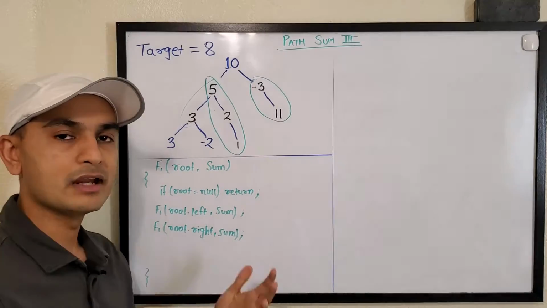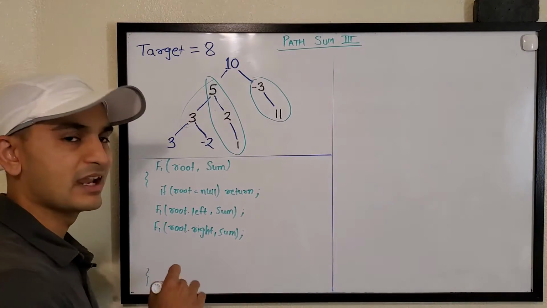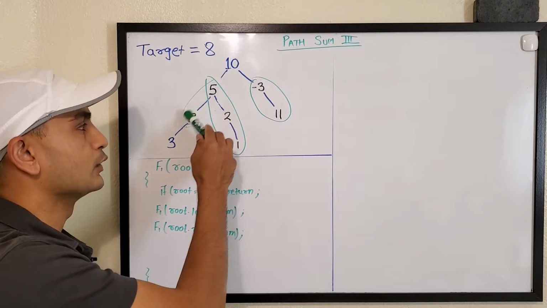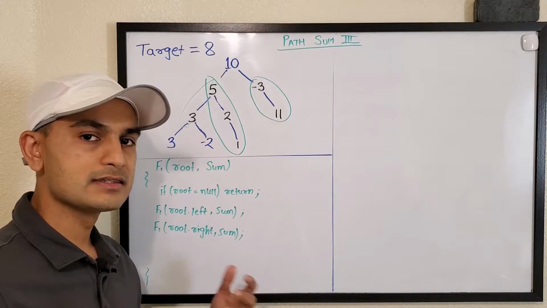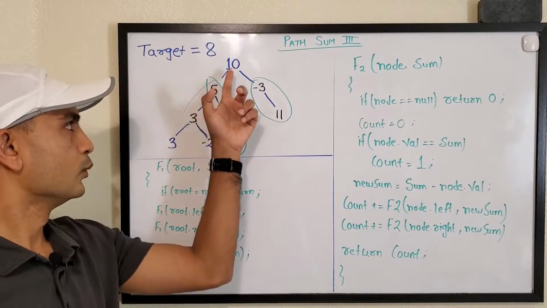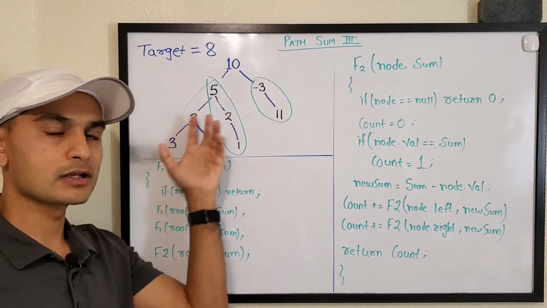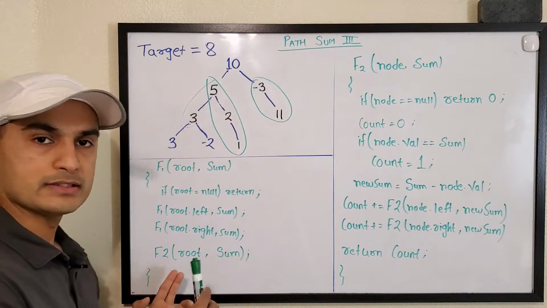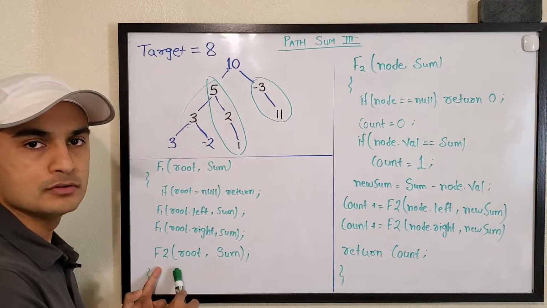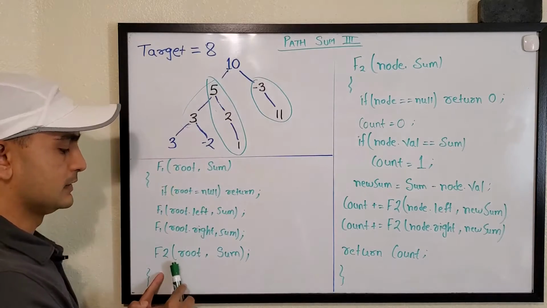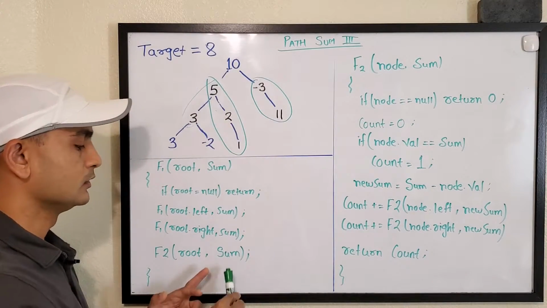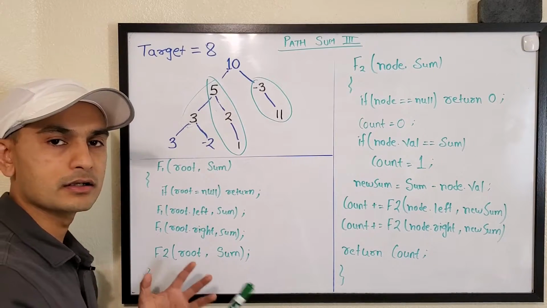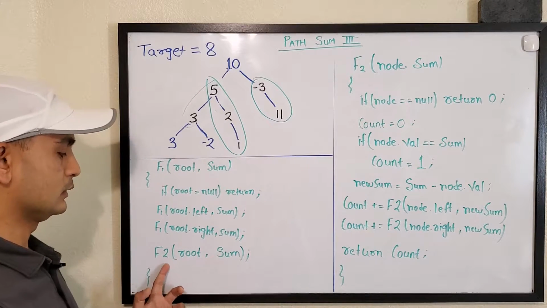So now all we have to do is write function f2, which will start calculating the values, and then we'll have our count. So let's see how we'll do that. Once f1 is getting called for each node, we'll call f2 for that node, and we'll say start finding the path and try to find this target sum. And that's how this will get started.